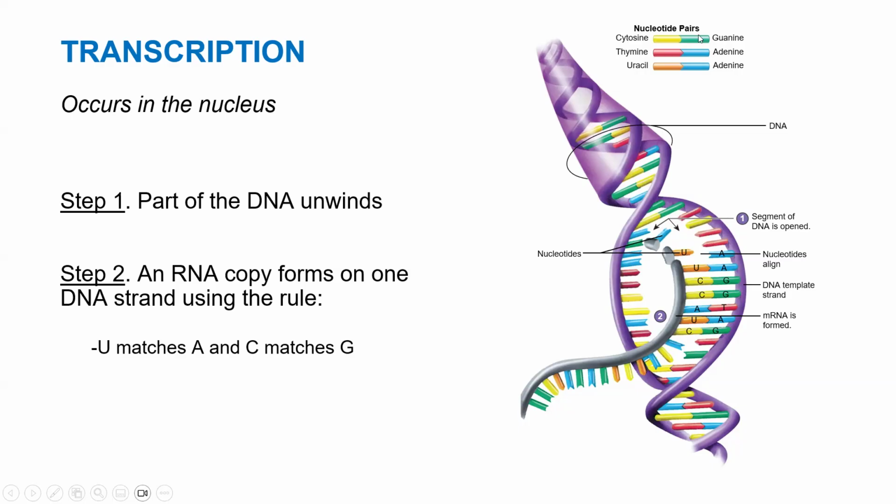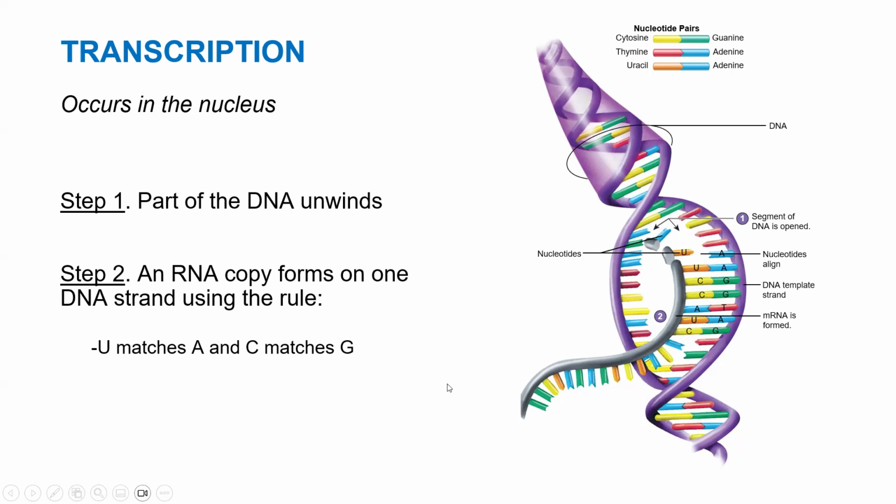So A goes with T, G goes with C. That's for DNA. For RNA, cytosine and guanine are still pairs, but RNA doesn't have thymine. So adenine pairs with uracil. So A goes with U.